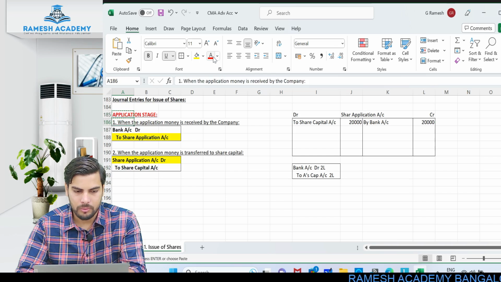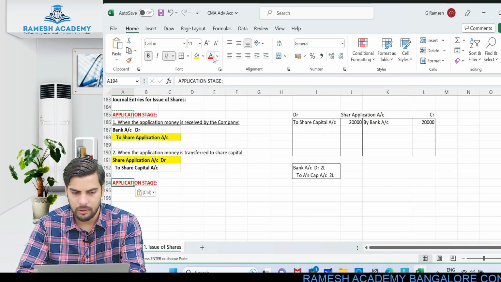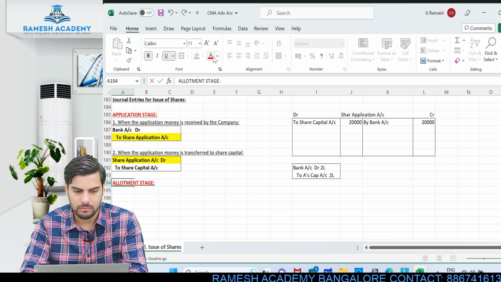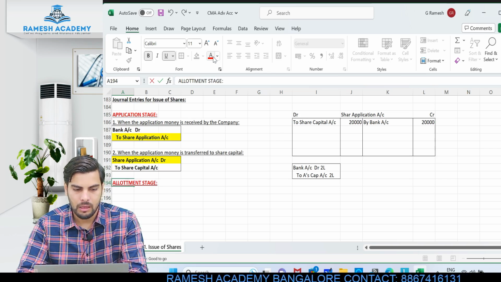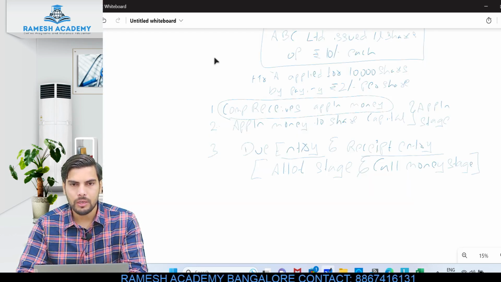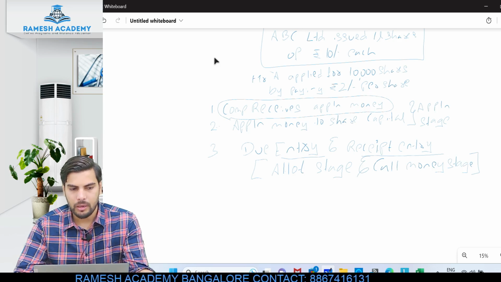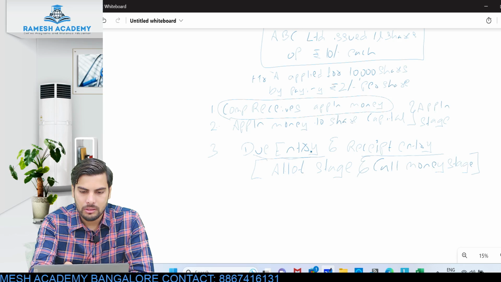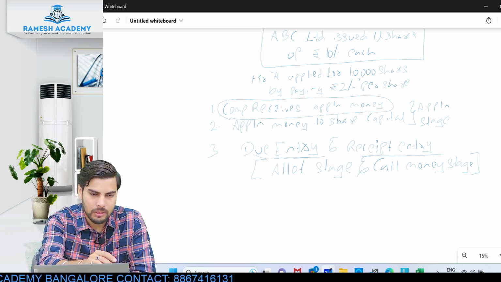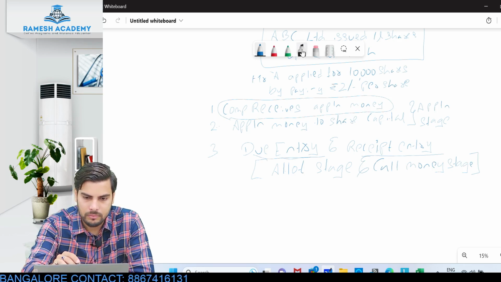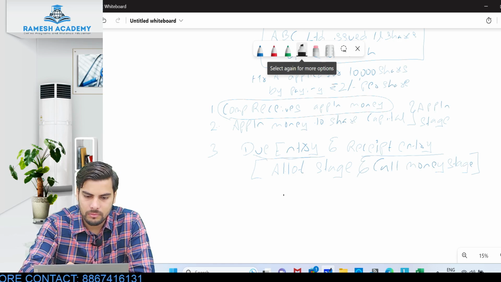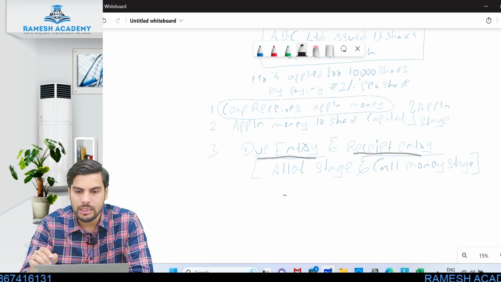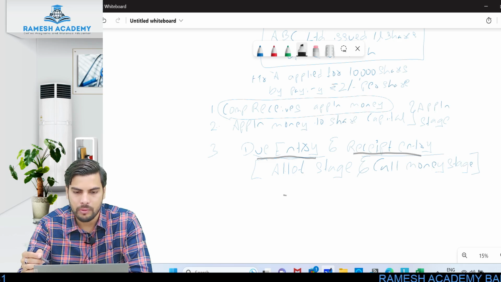Now let's talk about the allotment stage and call money stage. If you remember this particular discussion, what did I mention? When it comes to the allotment stage, we'll be passing the due entry first and then the receipt entry. Remember this? Due entry and then the receipt entry. These are the two things we'll be doing. We pass the due entry as well as the receipt entry.